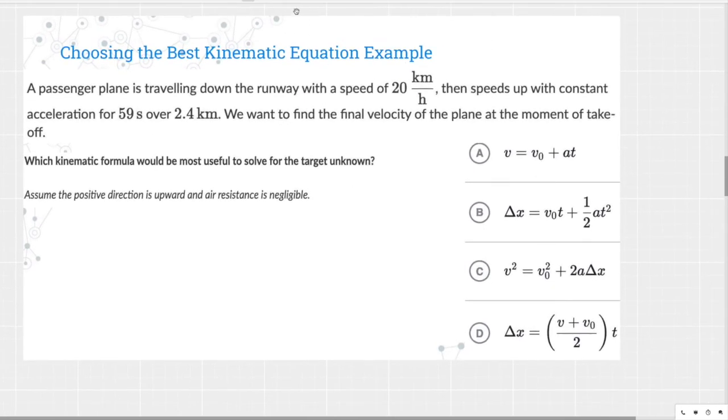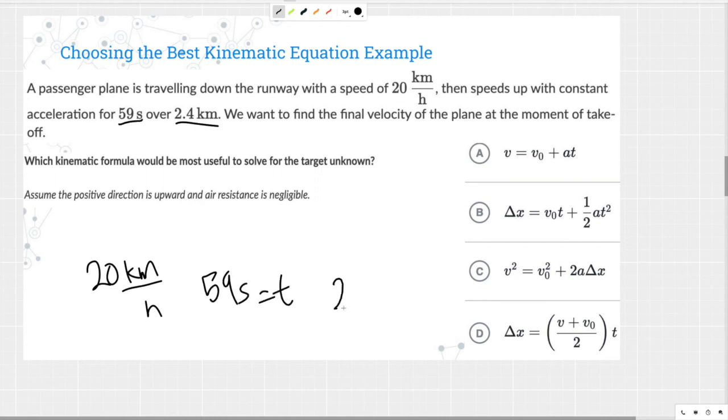Final question. A plane is traveling down the runway at a speed of 20 kilometers per hour and speeds up with constant acceleration for 59 seconds over 2.4 kilometers. We want to find the velocity of the plane at which it's about to take off. So it starts off at 20 kilometers per hour, speeds up with a constant acceleration for 59 seconds. That's time. Over 2.4 kilometers is equal to delta x.